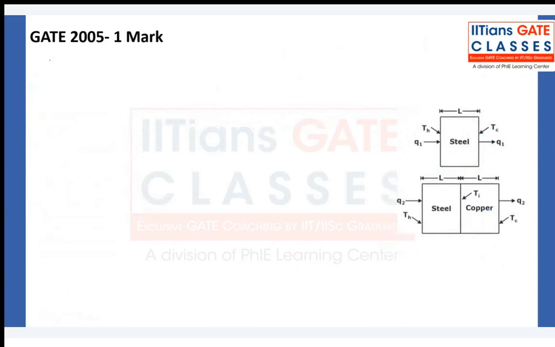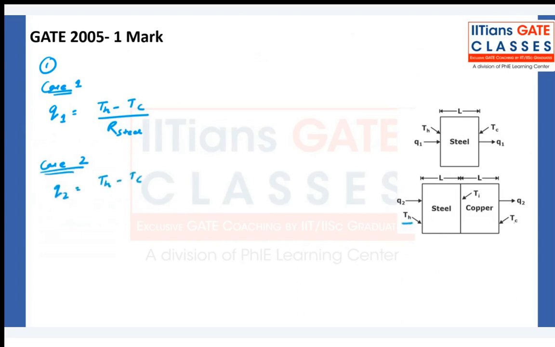First I know one thing. Case 1: what can I write? I can write that Q1 is equal to TH minus TC upon the resistance in the steel body. Now case 2, can I write Q2 is equal to TH minus TC upon both the resistances, steel plus copper. So can I say the resistance is less than RS plus RC? That is, in the second case the resistance is high. Can I say that?